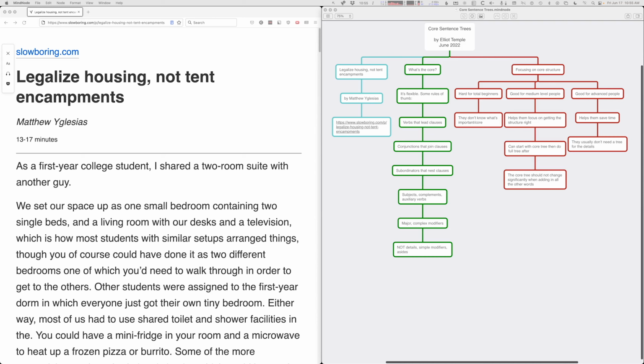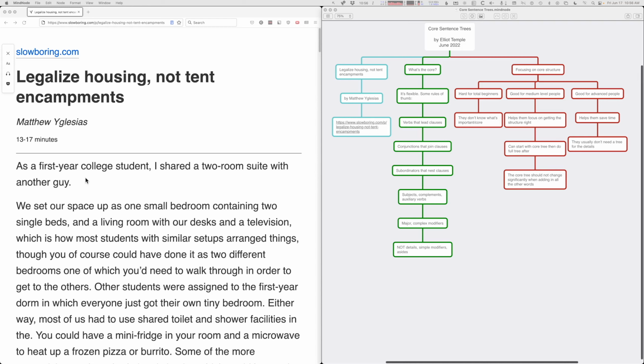What are you leaving out? Details, simple modifiers, asides. The primary thing being left out are modifiers. And sentences have a lot of modifiers, so that often means leaving out like half the words.